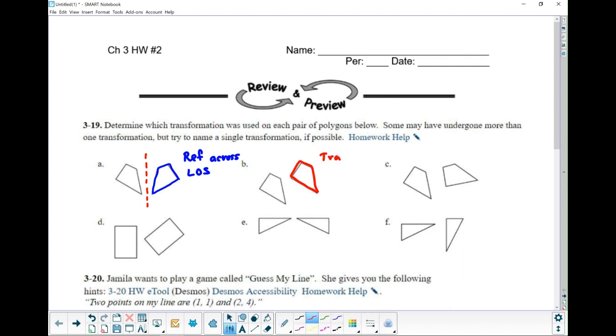translation right. And since it's not on a graph, we can't say 3 units or 2 units. So we'll just say translation right and then translation again up. And again, it's not on a graph, so we can't say up 2 units or 1 unit or whatever.